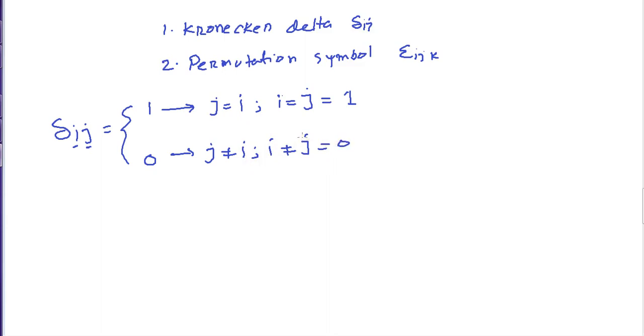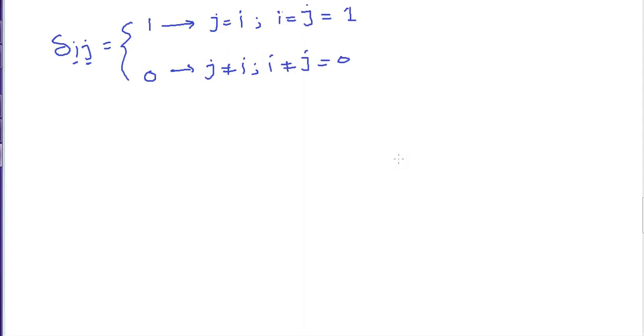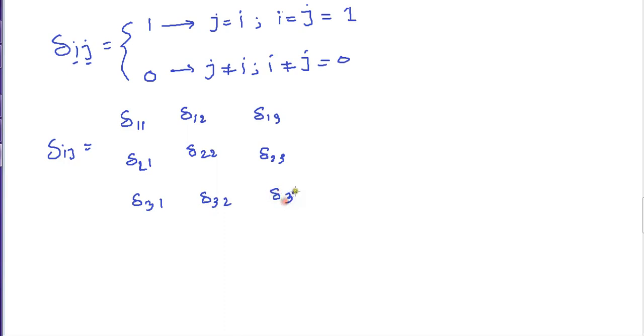So for example, I can write down this equation. What is the tensor of the Kronecker delta? The Kronecker delta tensor is here. So ij, we can write down this tensor: delta 1 1, delta 1 2, delta 1 3, and delta 2 1, delta 2 2, delta 2 3, delta 3 1, delta 3 2, and delta 3 3. So this is the tensor of Kronecker delta, a matrix. Here the first index is i and the second index is j.